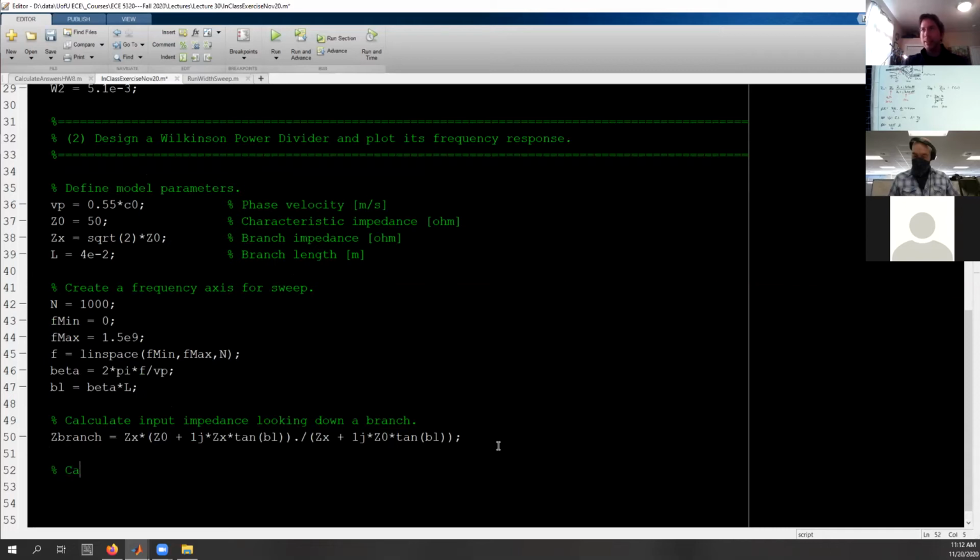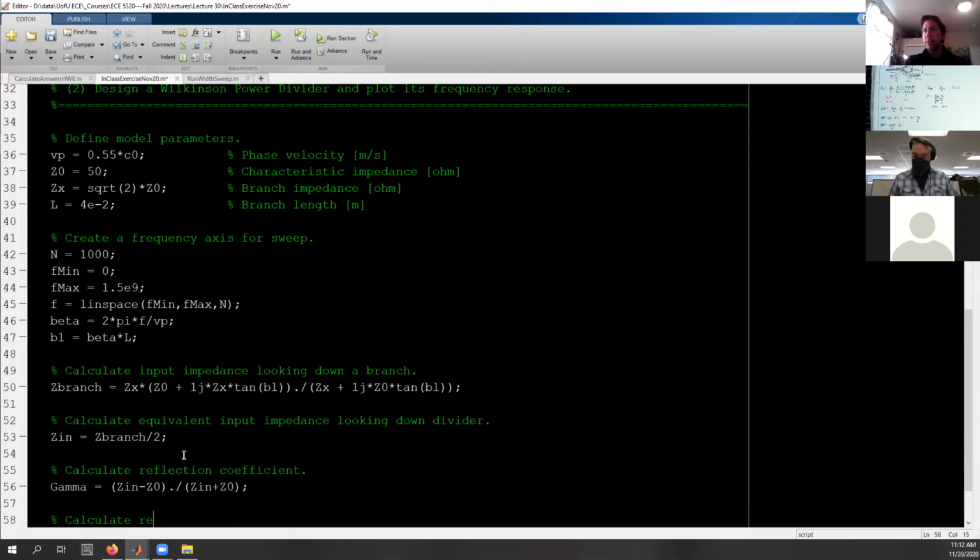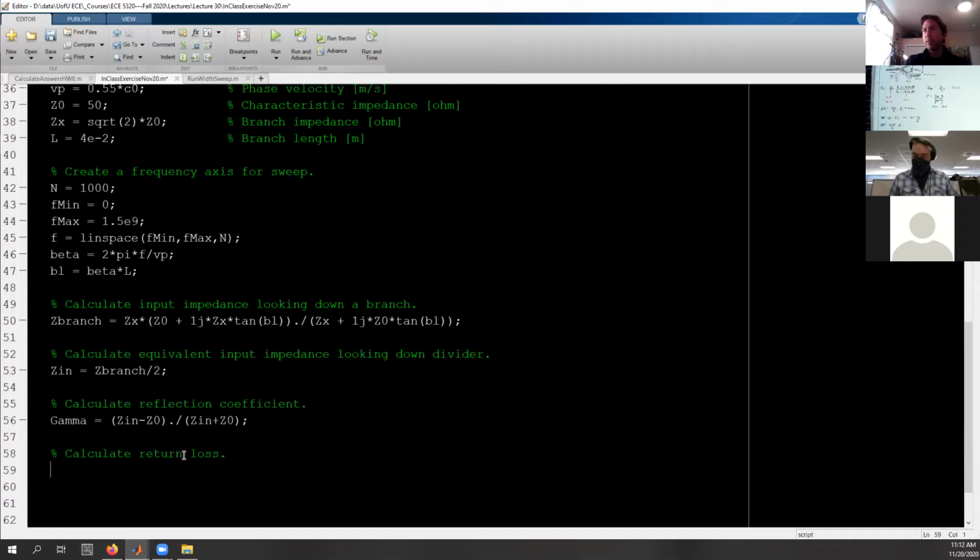Okay, and then calculate equivalent input impedance looking down the divider. So you just say Zn is just the branch over 2, basically, assuming it's symmetric. And then calculate the reflection coefficient. So gamma is now going to be Zn minus Z naught divided by Zn plus Z naught. Then we calculate return loss. RL is 20 times log 10 of the absolute value of gamma.